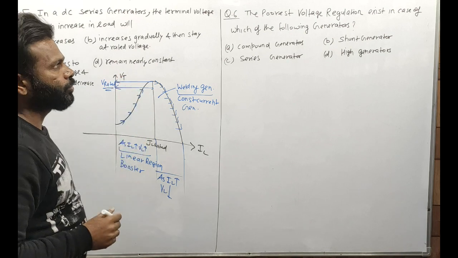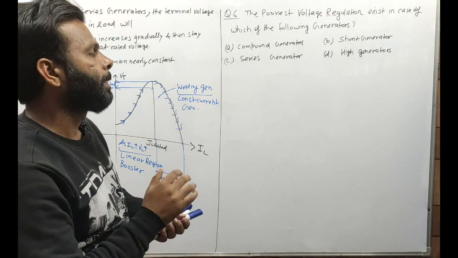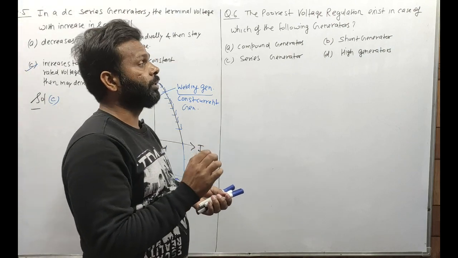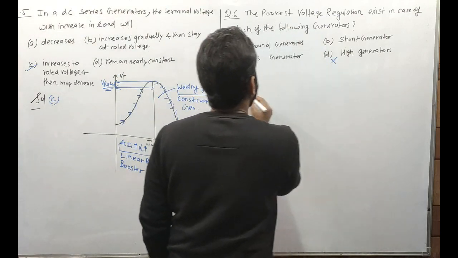ठीक है. Now next question, the poorest voltage regulation exists in case of which of the following generators? Now compound generator, shunt generator, series generator और high generator. तो high generator कुछ ऐसा वर्ड मैंने सुना नहीं है. So क्वेश्चन को समझते हैं.